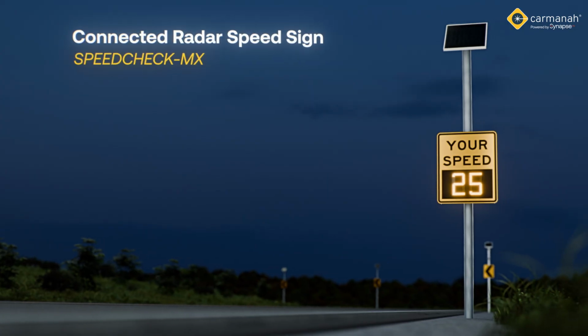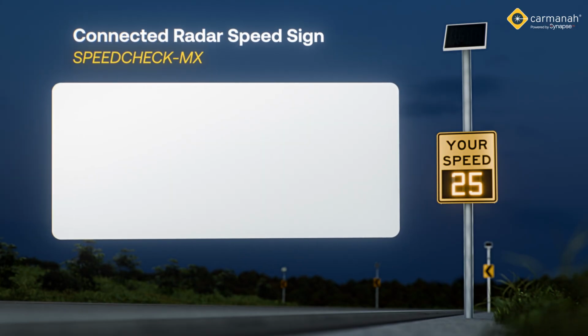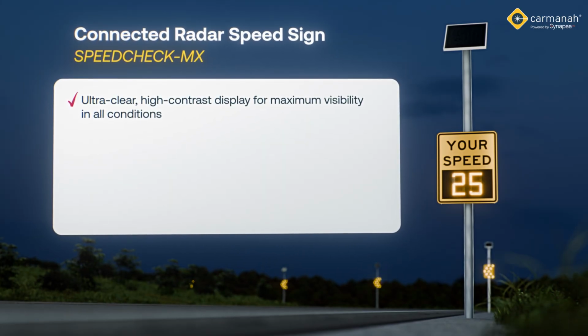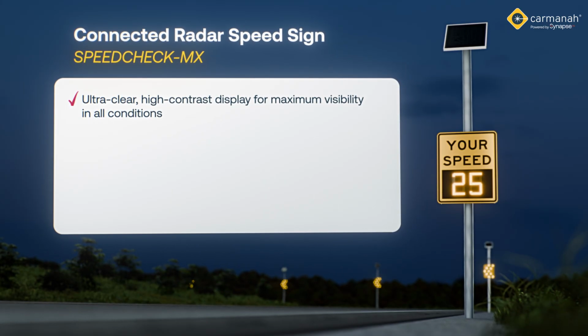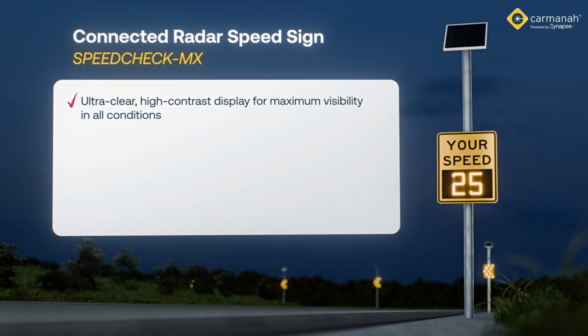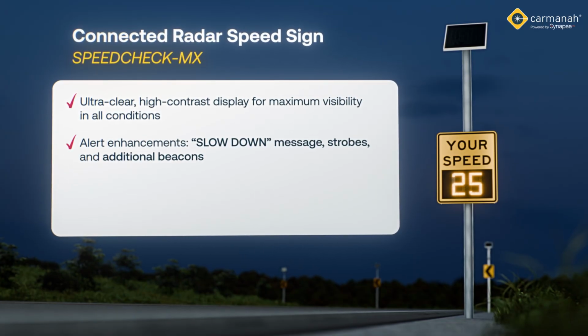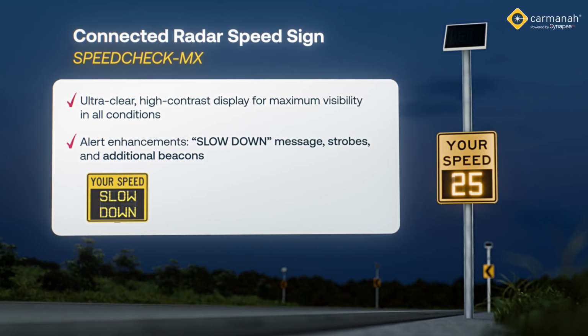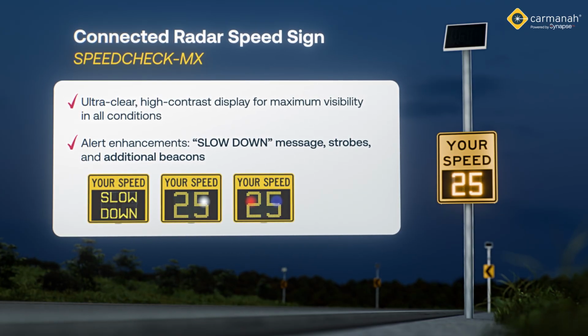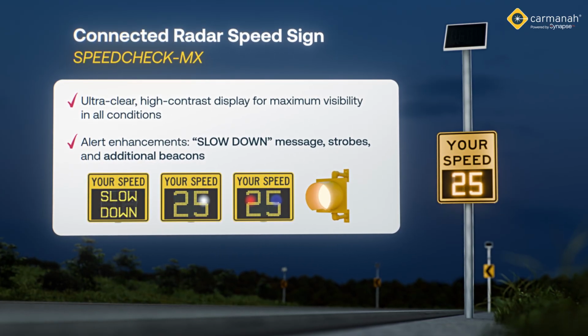The SpeedCheck MX connected radar speed sign features an ultra-clear, high-contrast display for maximum visibility in all conditions. Alert enhancements include a slow down message, strobes, and additional beacons.